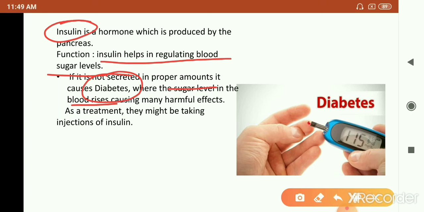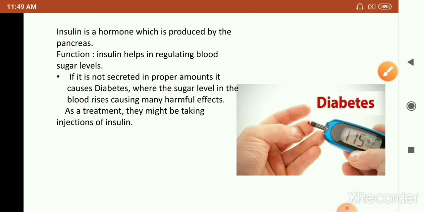In such cases, if a person's blood sugar is too high because the insulin is not being made in sufficient amount, the doctors advise the patients to take injections of insulin so that the blood glucose level can be maintained to the required level.